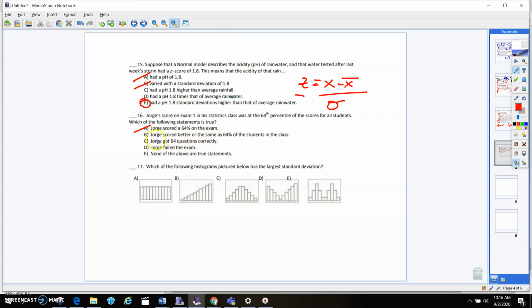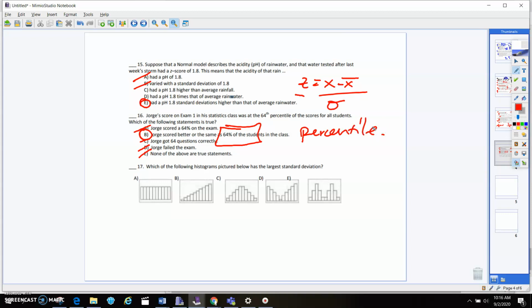Maybe. George got 64 questions correctly. No. George failed the exam. No, because he's higher than that 50%, right? If he's higher than that 50%, then he must have passed. Or none of the above statements are true. So this one should have been he scored better or the same as 64% of the students in the class. And that's actually what percentile is actually going to mean for us.